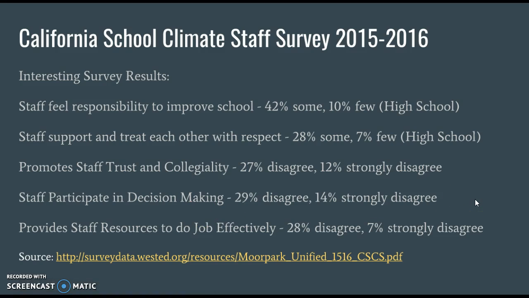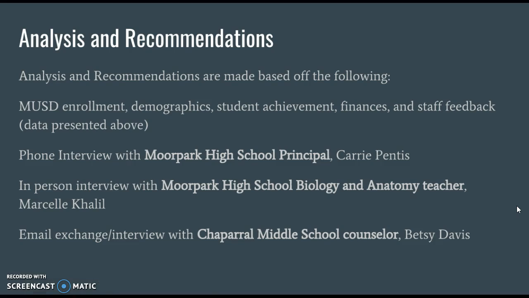So these are answered on either the scale of almost all, many, some, few, almost none. The other scale is strongly agree, agree, disagree, strongly disagree. So you'll see here that 52% don't feel much of a responsibility to improve the school, 35% don't really support each other, 35% don't feel they have the resources to do their jobs effectively. So some of these numbers get big. Like if you look at participating in decision making, 45% disagree. So that's kind of a bummer.